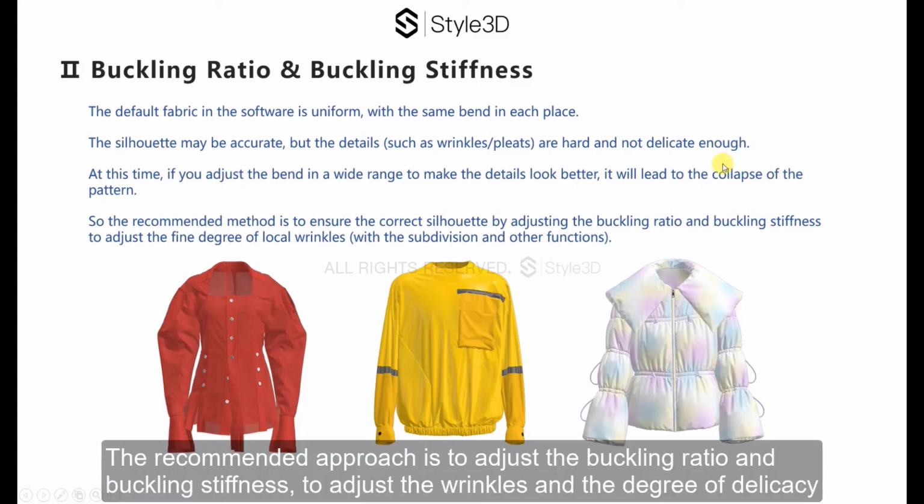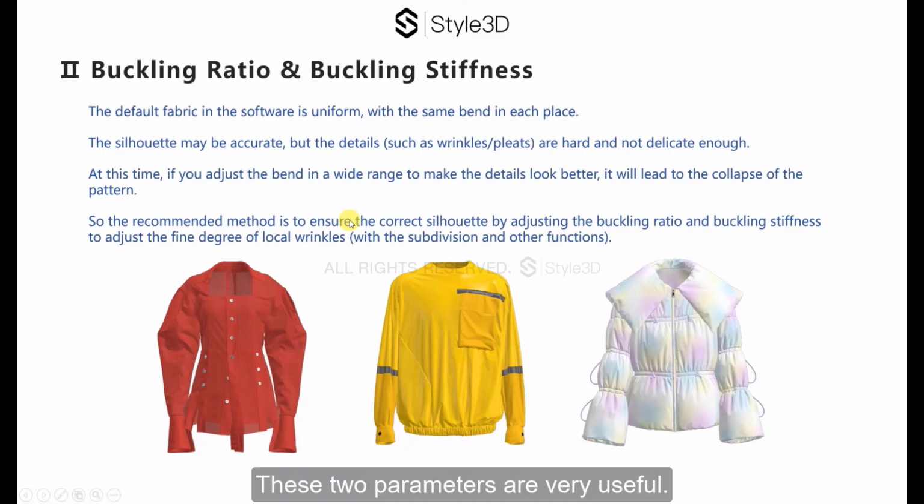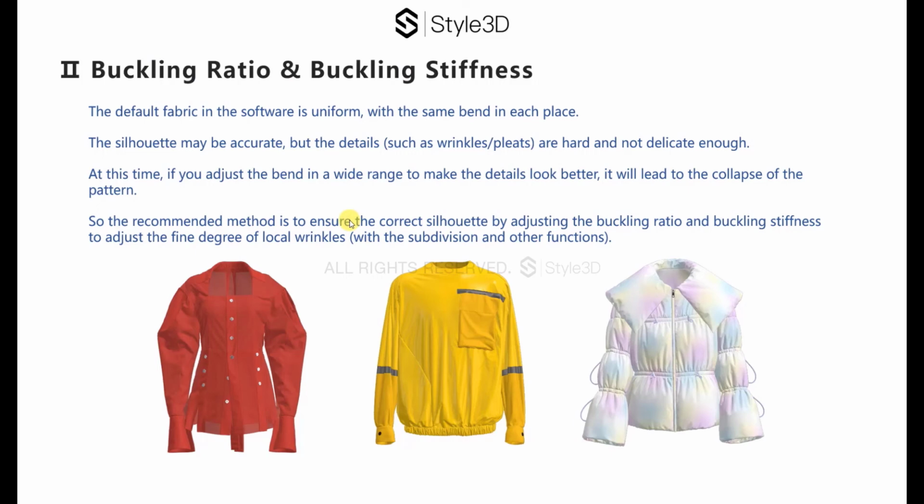The recommended approach is to adjust the buckling ratio and buckling stiffness to adjust the wrinkles and the degree of delicacy. And to ensure both the stiffness of the silhouette and the finesse of the wrinkles, these two parameters are very useful.